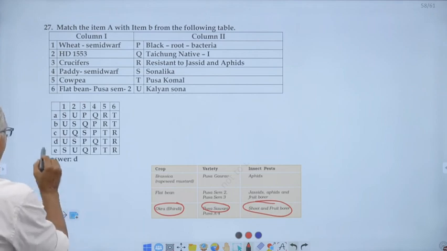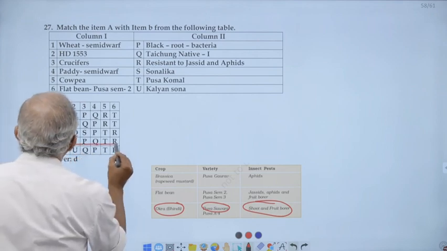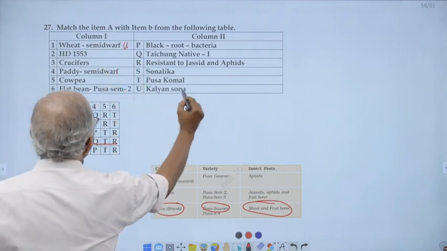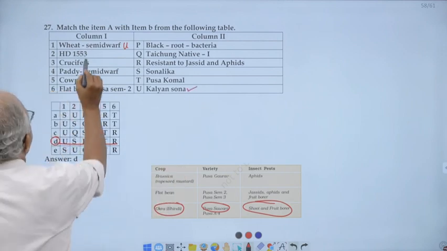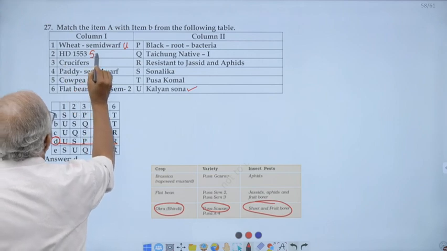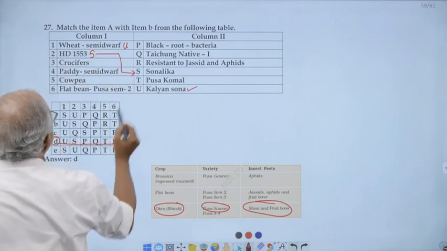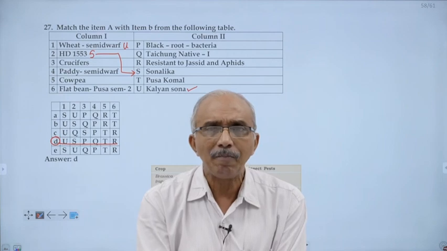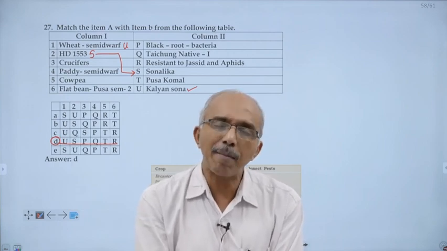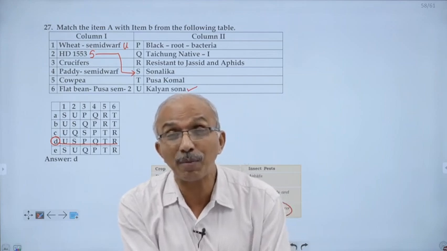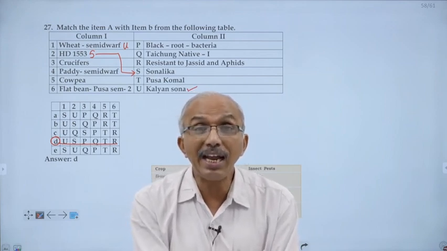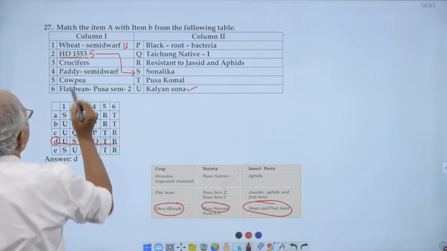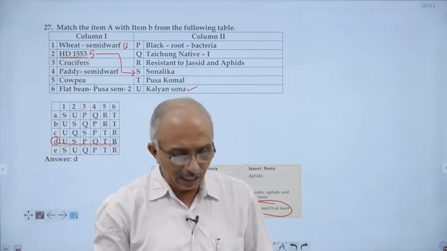Question 27 also, match the following. Answer is D. One can be matched with U, because Kalyan Sona is, yes, this is new information. This is Kalyan Sona. Every new variety in the research station has an ID number, the identification number. For Pusa Sonalika, it is HD 1553, not in NCERT, I think.